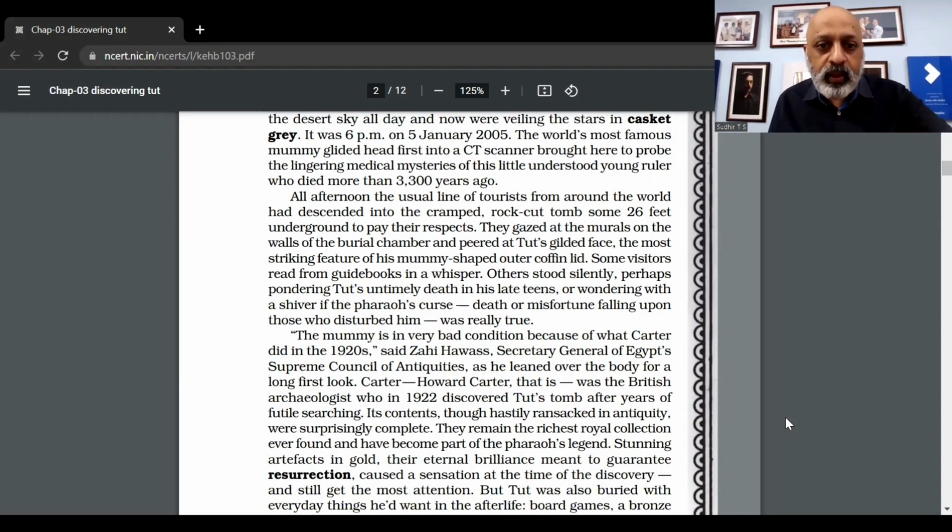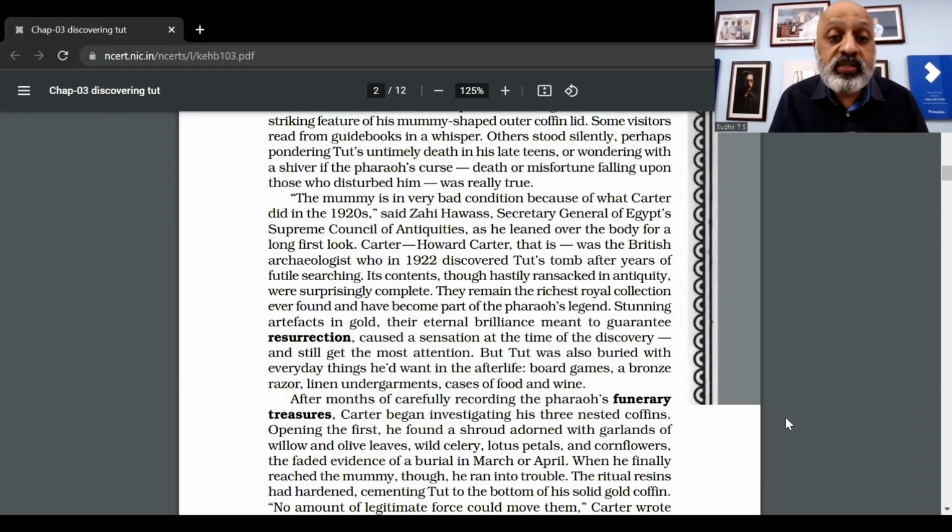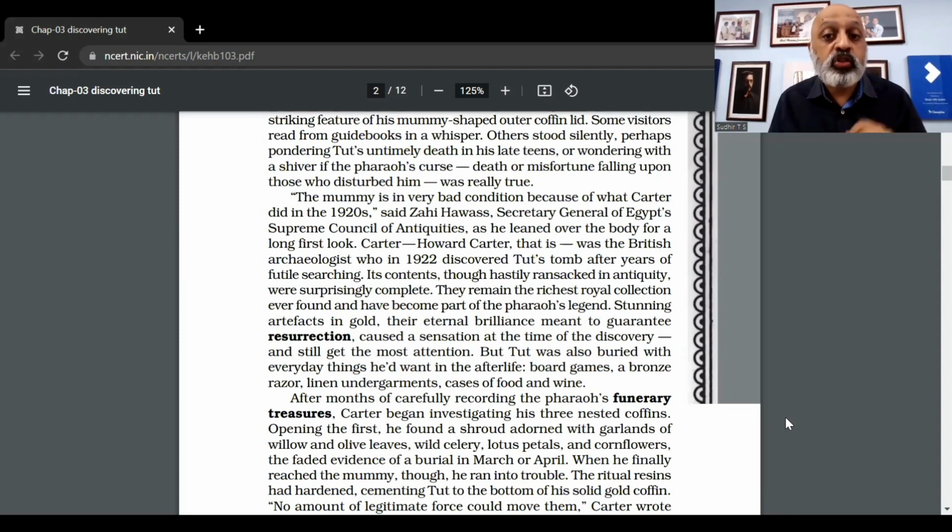Okay. The mummy is in a very bad condition because of what Carter did in the 1920s, said Zahi Hawass, important person. Towards the end of the story, he comes again. He was the Secretary General of the Egypt's Supreme Council of Antiquities. Antiquities means जो पुरानी चीजों की देखभाल करता था, उस department का Secretary General था.